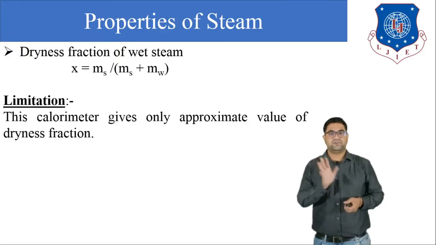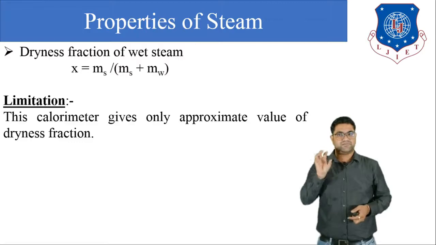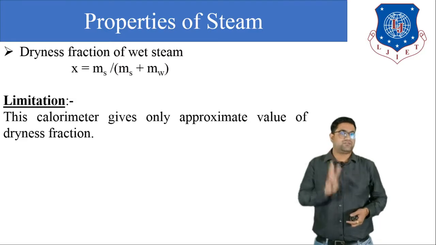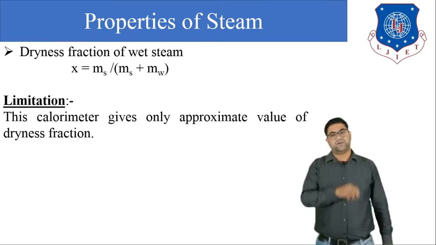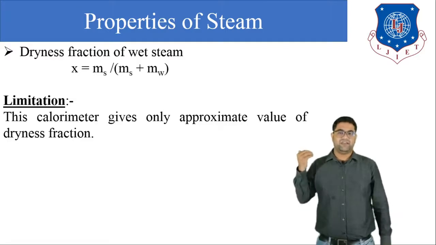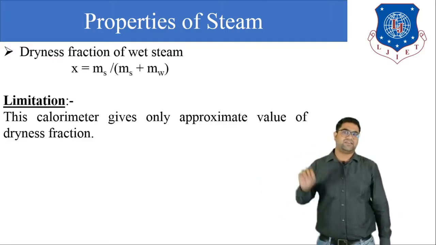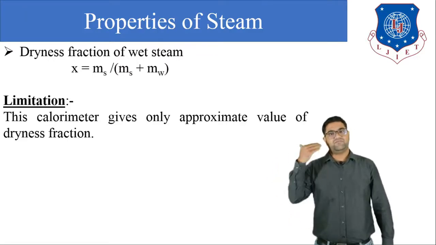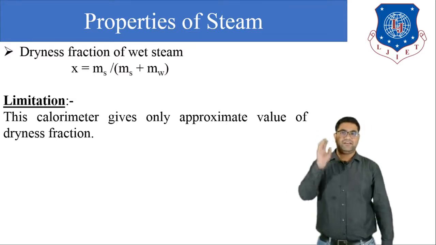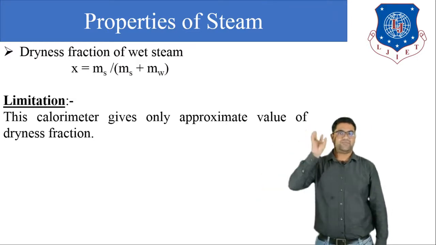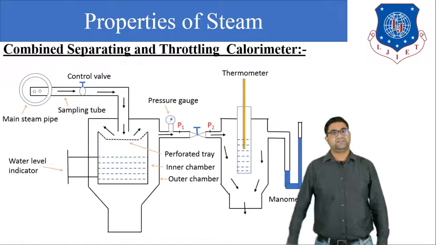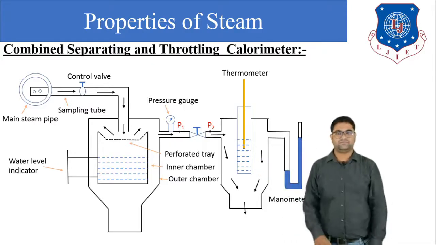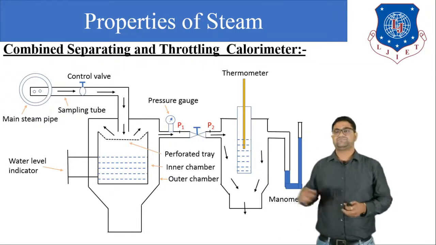Okay, so we have discussed a total of 3 calorimeters up to this point. The first was the barrel calorimeter, the second was the throttling calorimeter, and the third is the separating calorimeter. But all 3 calorimeters have some limitations, and with their help we cannot get the accurate value of the dryness fraction. So to measure the accurate value of the dryness fraction we have to use another calorimeter, that is the combination of the separating calorimeter and the throttling calorimeter. So let us start understanding it.